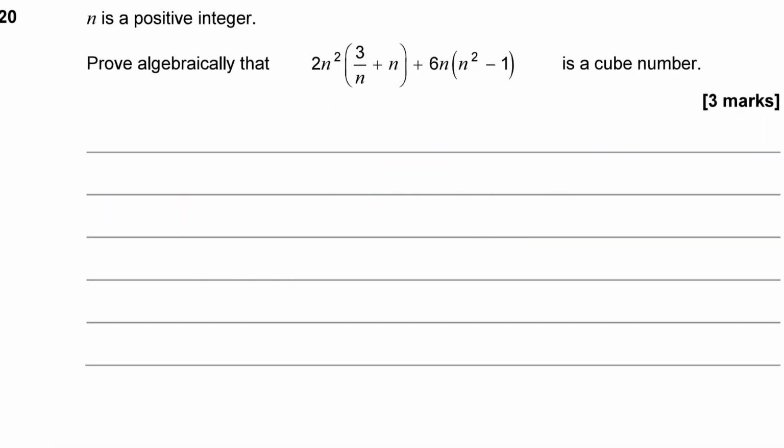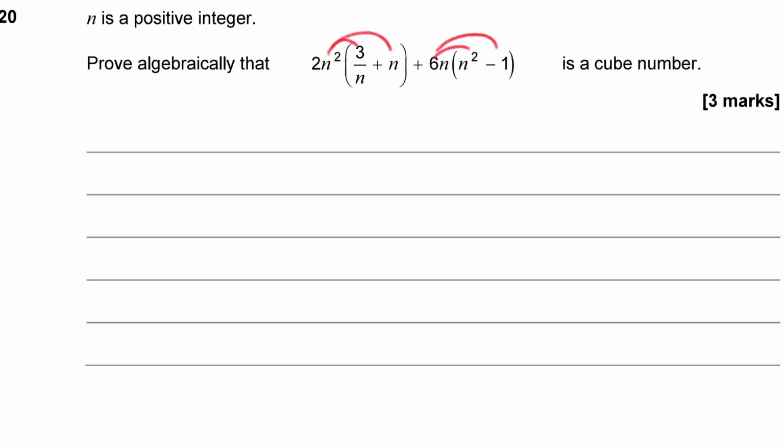Question 20. N is a positive integer. Prove algebraically that 2n squared times (3 over n plus 6n) lots of (n squared minus 1) is a cube number. Ooh, okay, let's give it a go then. Where to start? I suppose we could start by multiplying out these brackets, couldn't we? And then have a look at what we've got. Okay, so they look pretty horrendous, but let's see what we get.